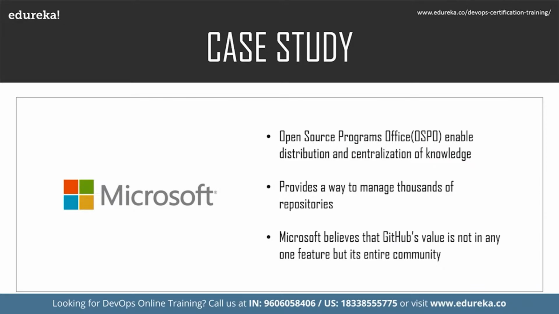So the OSPO provides the resources and maintainers to manage thousands of repositories and contributors effectively on GitHub. Even though Microsoft invests in its tools, they expect other individuals and organizations to lead the way. Microsoft believes that GitHub's value isn't in any one feature, but its entire community. GitHub is the place to collaborate, it's where everyone is, and where most of the entire world's open source is already happening. It's not just a feature, but the whole thing.